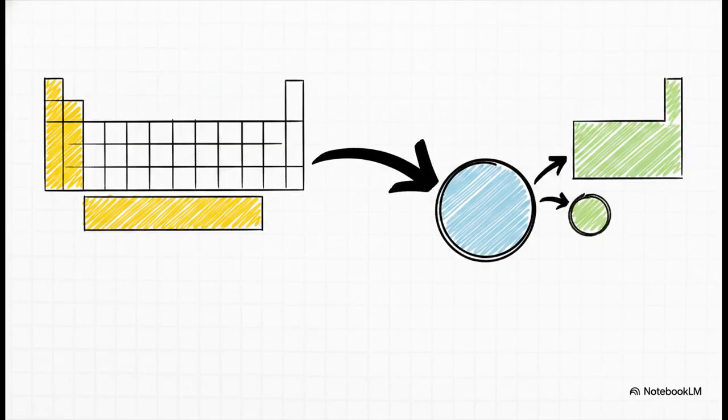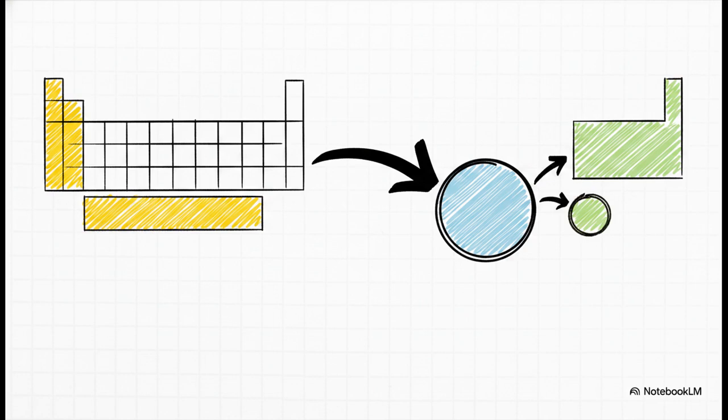Rule number 1 of decoding. The element on the left side of the periodic table always gets to be named first. It's usually the metal. So in our NaCl example, sodium sits way over on the left in group 1, and chlorine is on the right. Because of that, we say sodium first, and then we change the ending of that second element to "ide," making it sodium chloride.